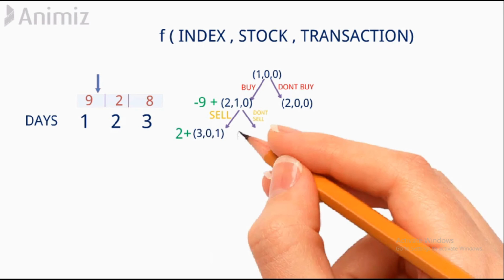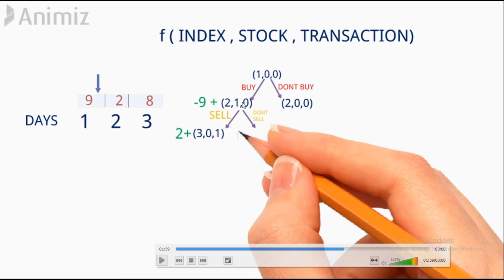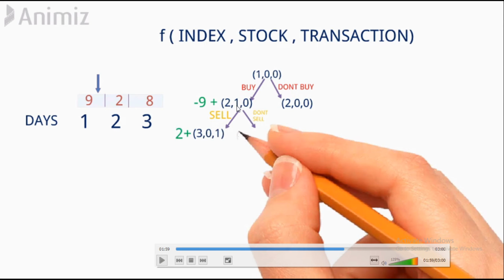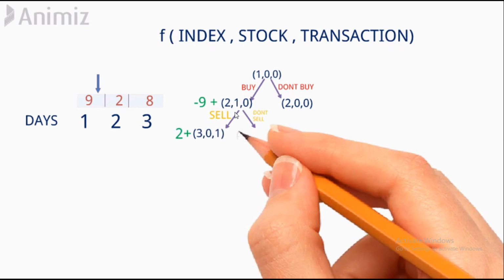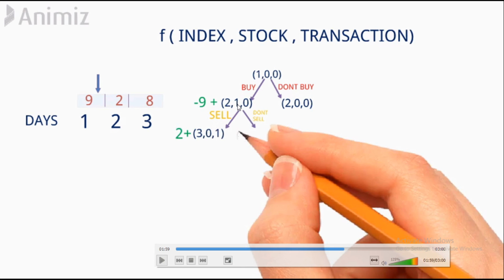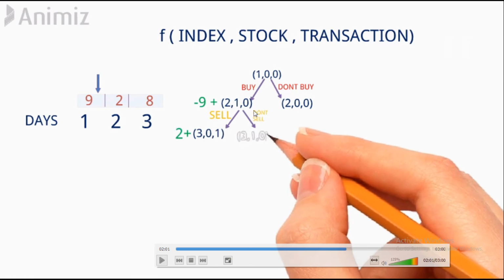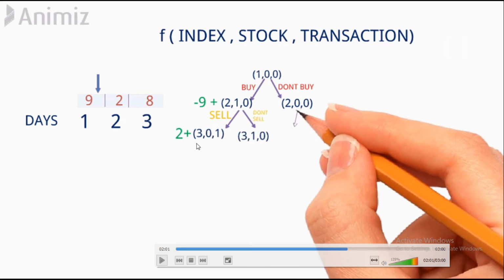Now we can see here that again in this branch, when I am at index 2, since I am having a stock with me, you can see here it is 1. Then we would again have 2 options, but the options will be different now. Since I am having a stock, my option will be whether I sell it today or don't sell it today. This means that if I sell it today, then I would sell it for rupees 2. I would gain rupees 2.